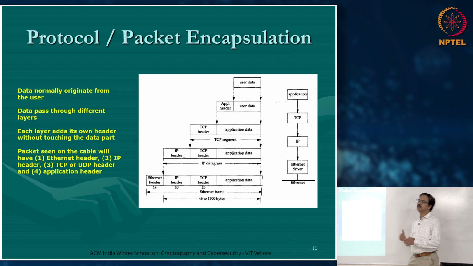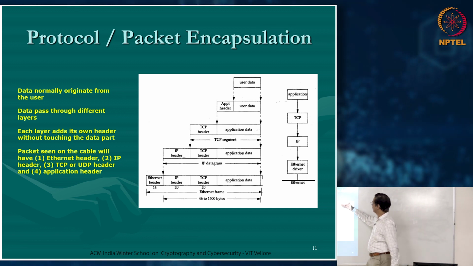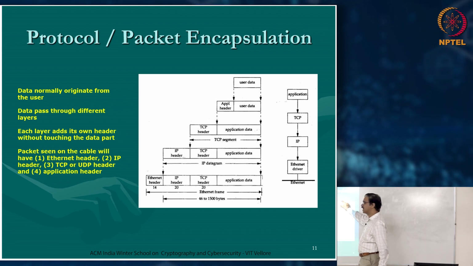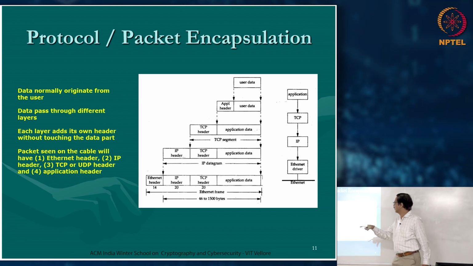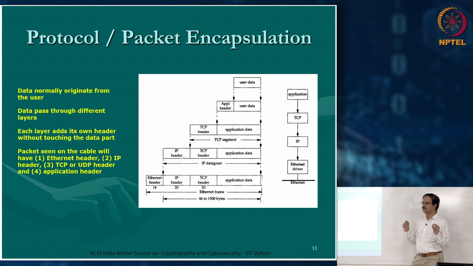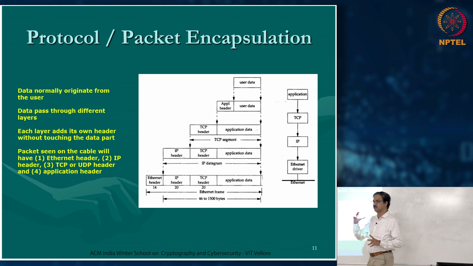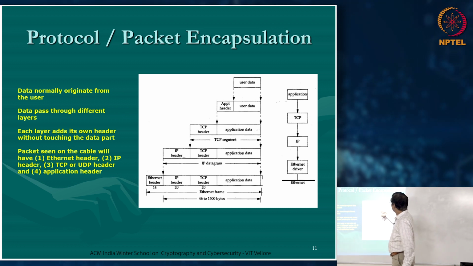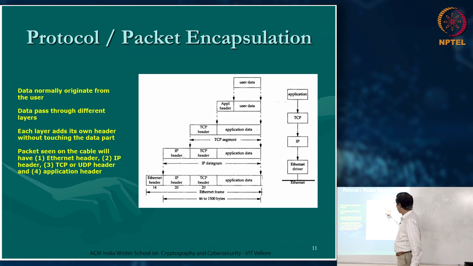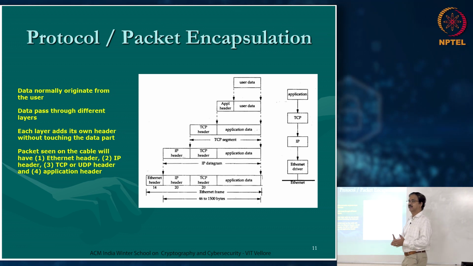So this is called what? Encapsulation, right? Each layer adds its header and the data is kept as it is. None of the layers will touch the data, correct? None of the layers needs to touch the data, because that is what the end user sends from one side to the other side. But each of them will add a header, they also modify the header, they also use the header, right?